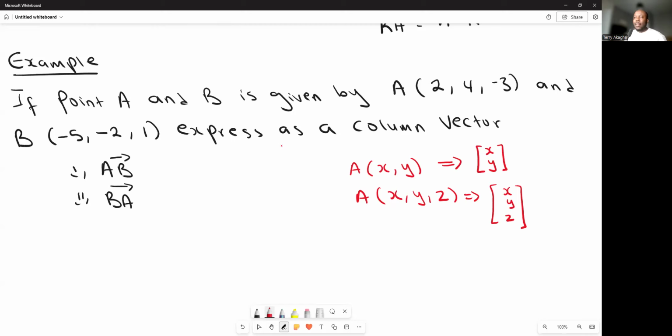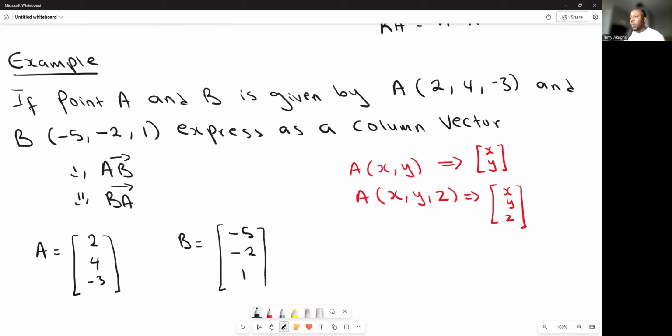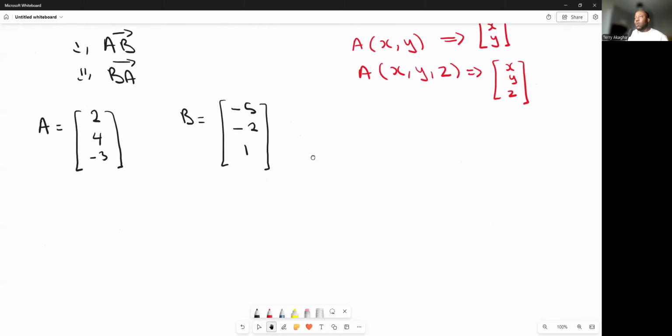So with that now, I can write down the A in this form. So we have it as 2, 4, and minus 3. Then we can write down the B as minus 5, minus 2, and 1. Are you seeing it? Good. So we're going to do that. Then the first question was AB, all right? So number 1, we're told to find AB.